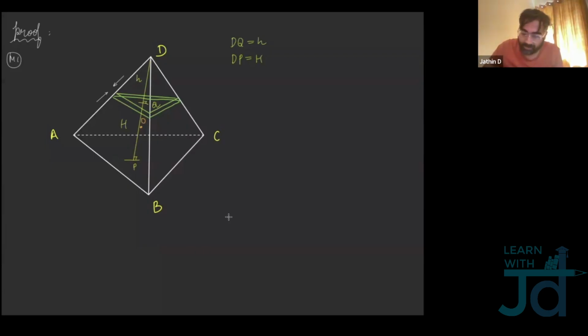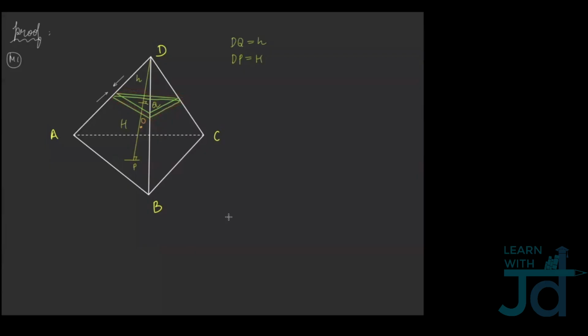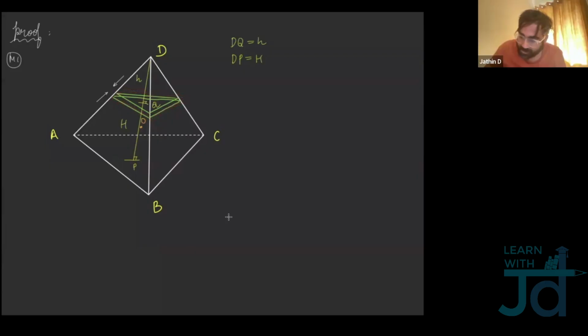Now I have to find the volume of this small element and keep adding all the volumes. So first I have to find the volume of this small element. Okay, I'll do one thing. Since I've taken H, I'll take this thickness as DH.